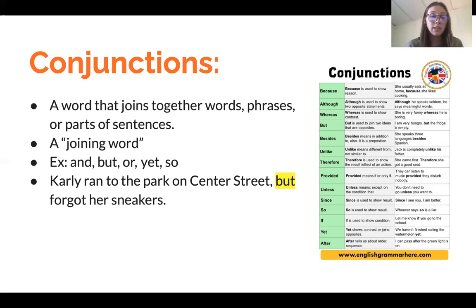An example of this in a sentence is Carly ran to the park on Center Street, but forgot her sneakers. So you're combining two phrases and making them into one sentence with a conjunction.